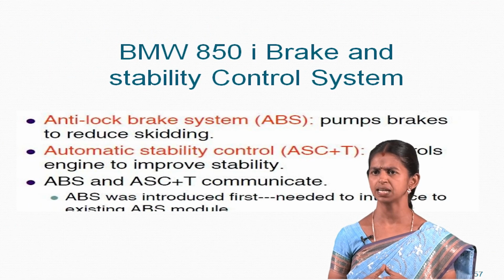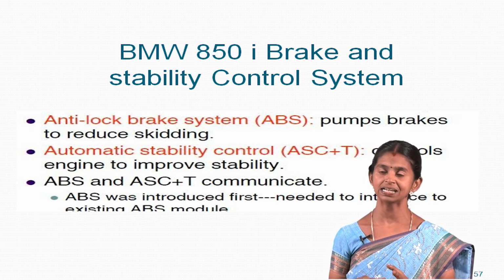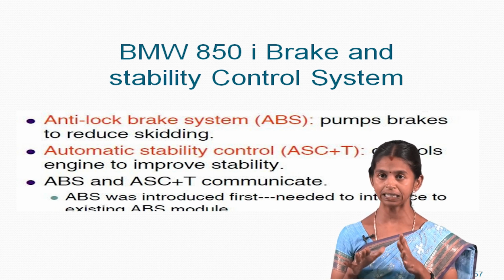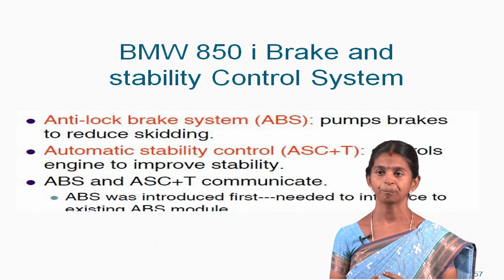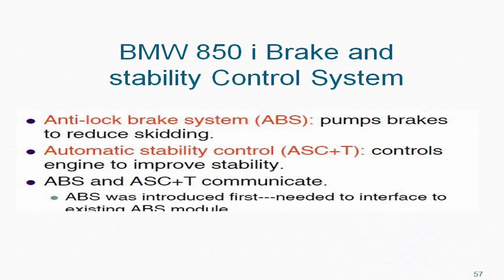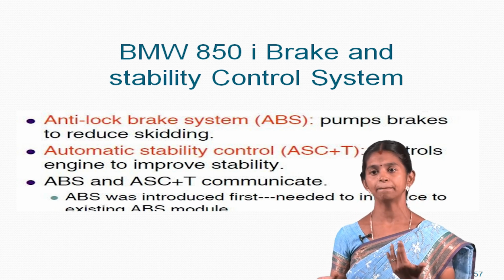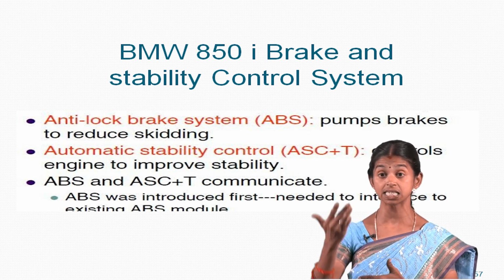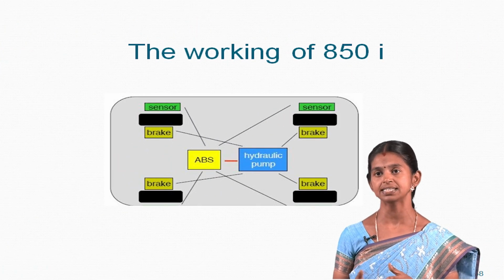How does an embedded system work in BMW cars? The BMW 850i brake and stability control system has ABS, which means anti-lock brake system. It pumps the brakes to reduce skidding. And automatic stability control, defined as ASC plus T, controls the engine to improve stability. ABS and ASC plus T communicate. It was introduced first and needed to interface with the existing ABS module. The working of the 850i is displayed for your reference.